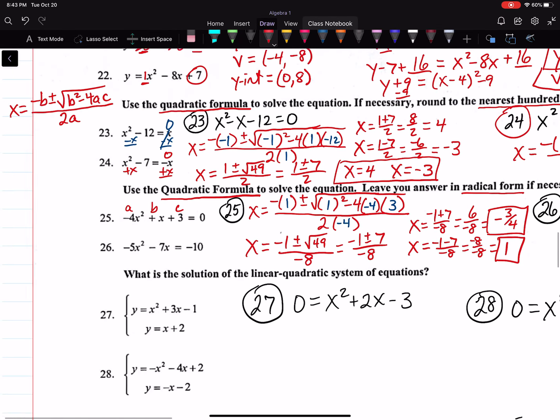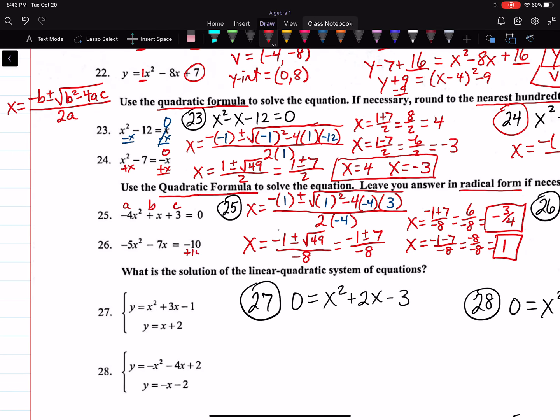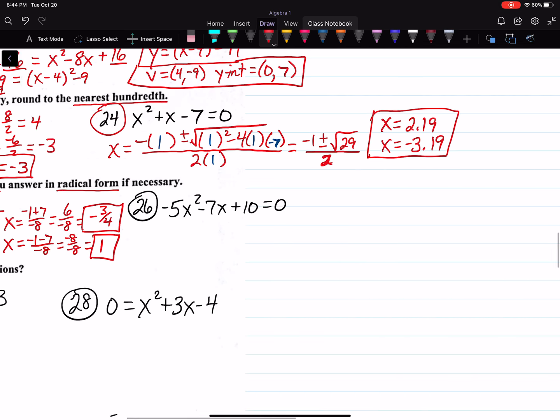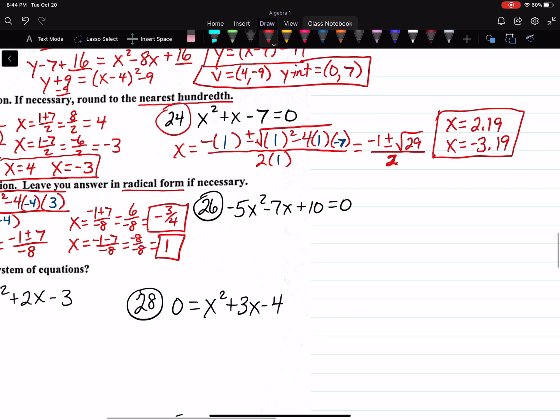26, if you notice the beginning of it, I need to move that 10 over to the other side, set it equal to 0. So now I have -5x squared minus 7x plus 10 equals 0. And I can put it in my quadratic formula. So -b plus or minus the square root of b squared minus 4 times a times c, all over 2 times a. Please, please, please don't forget your parentheses.